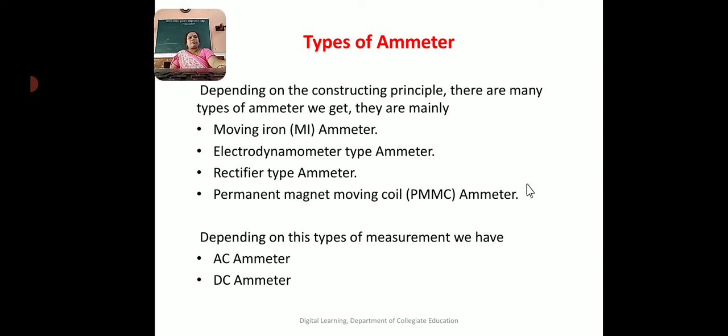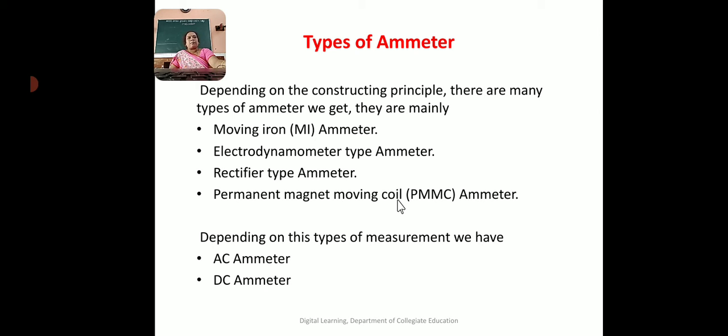So these are the types of ammeters. Depending upon the constructing principle, there are many types of ammeters. They are mainly moving iron ammeter, dynamometer type ammeter, rectifier type ammeter, and permanent magnet moving coil, that is PMMC ammeter.